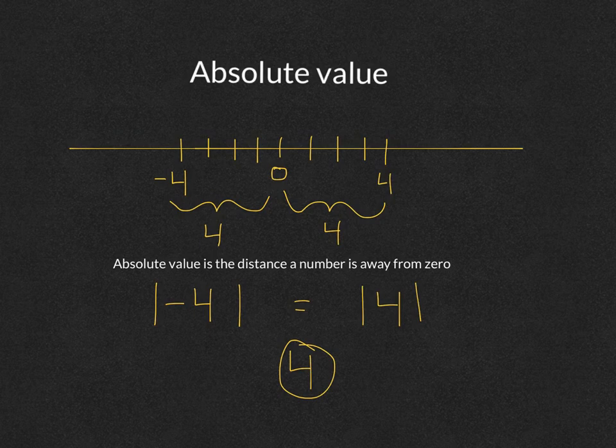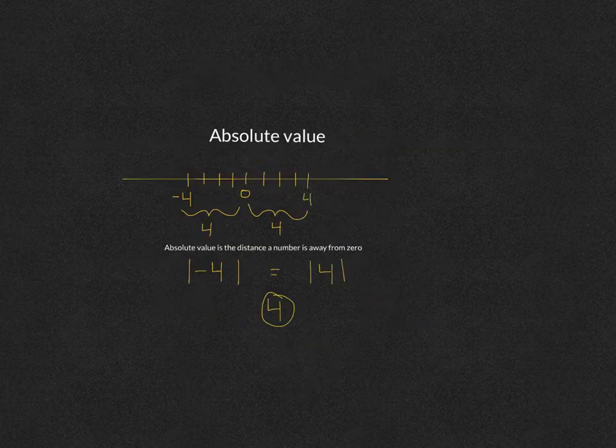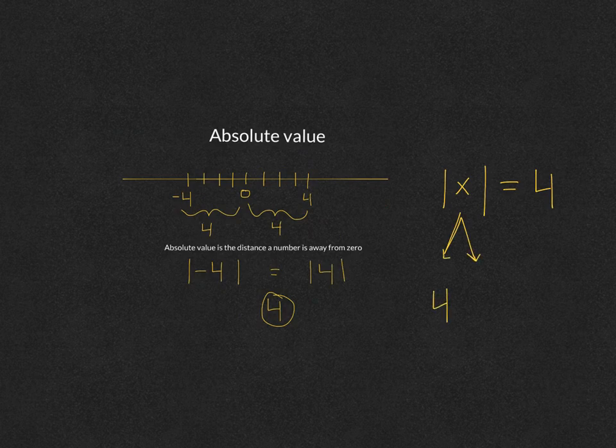So if I were to have an equation here, the absolute value of x equals 4. That means that the two values that x can be equal to would be 4 and negative 4. And that would be a solution to the absolute value.